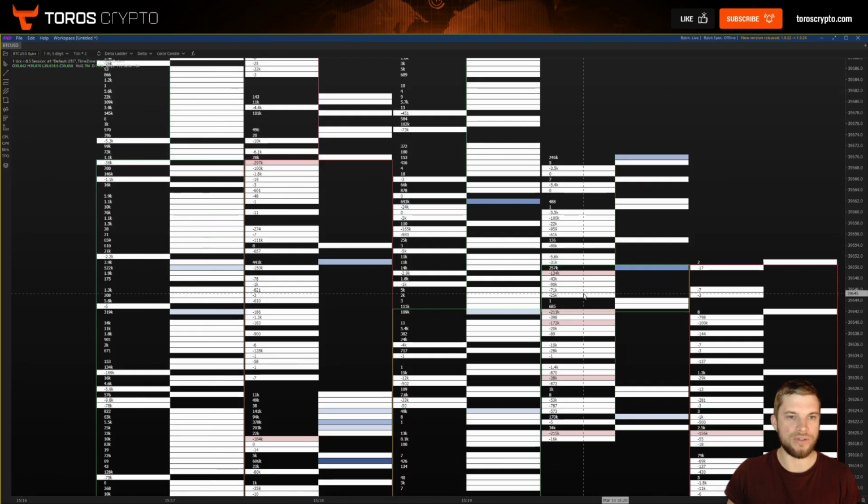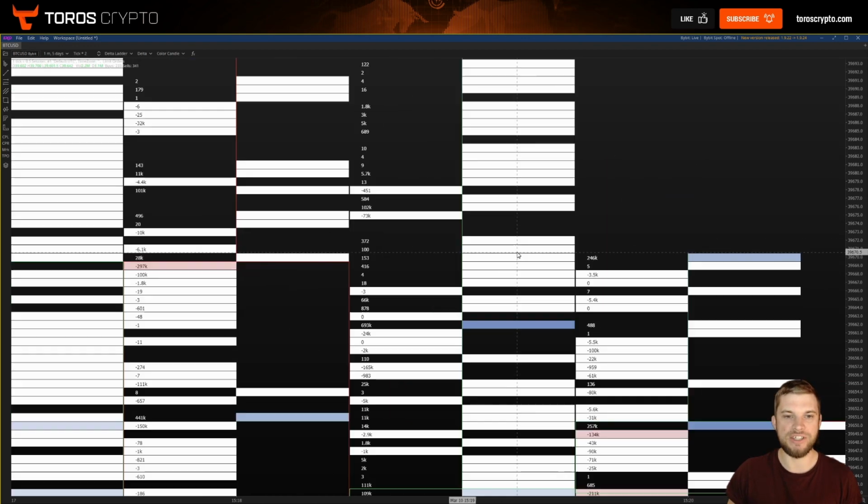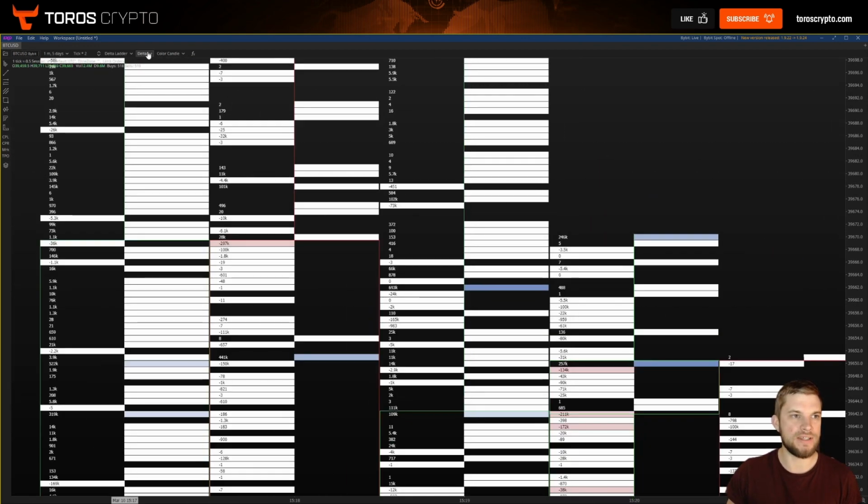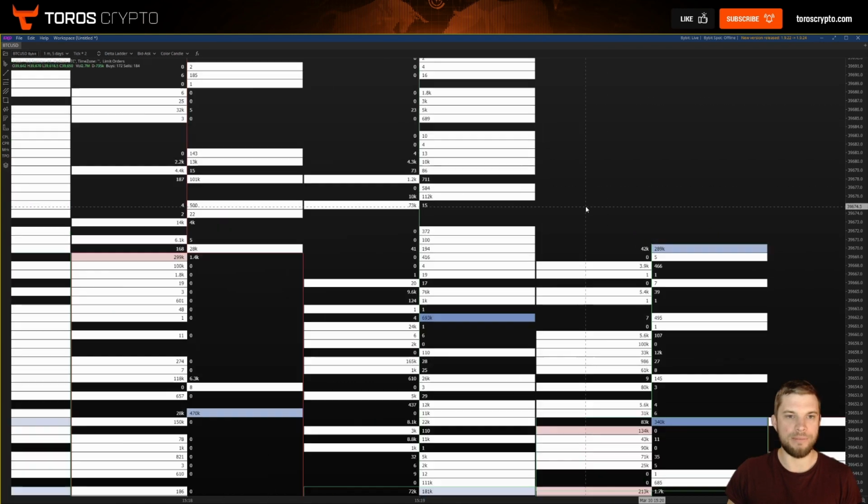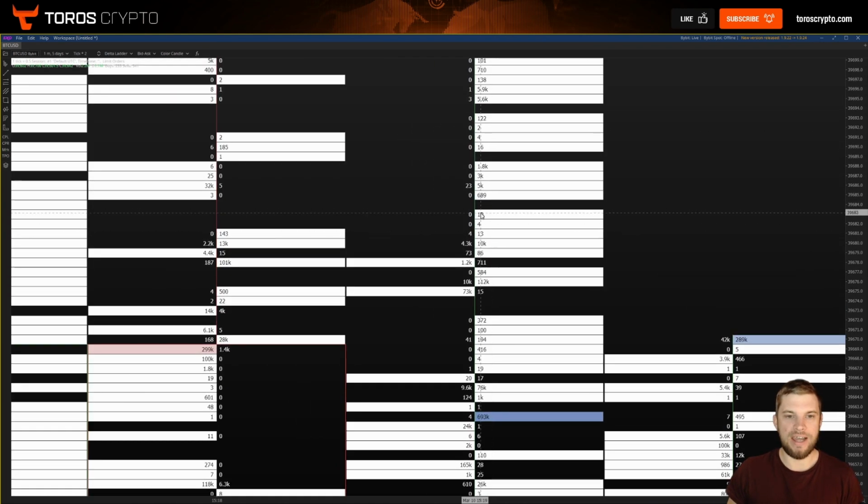From here, you go onto your delta ladder, and this basically just shows you which side has won on each of these. So if you go on to, for example, the bid ask, you can see at this point, of course, 10 contracts beats 0, 4 beats 0, 13 beats 4, 4.3, 10k beats 4.3, 86 beats 73, and so on.